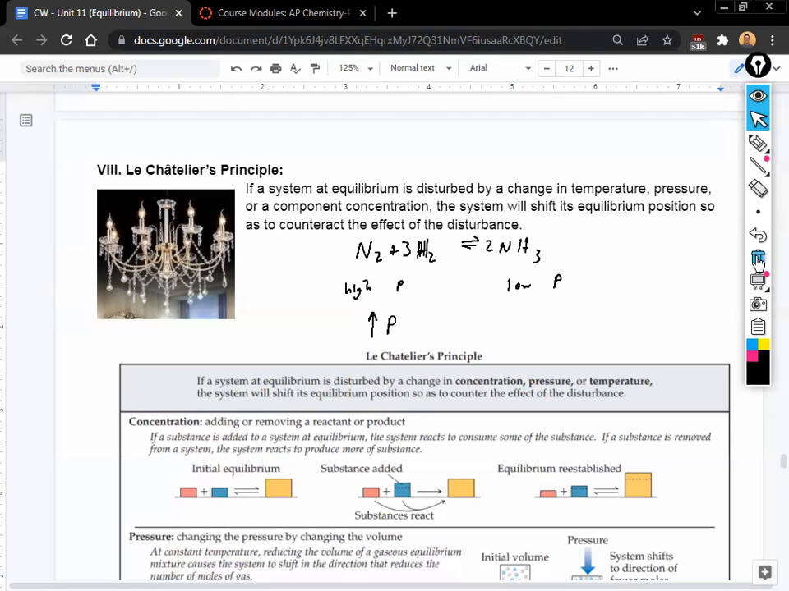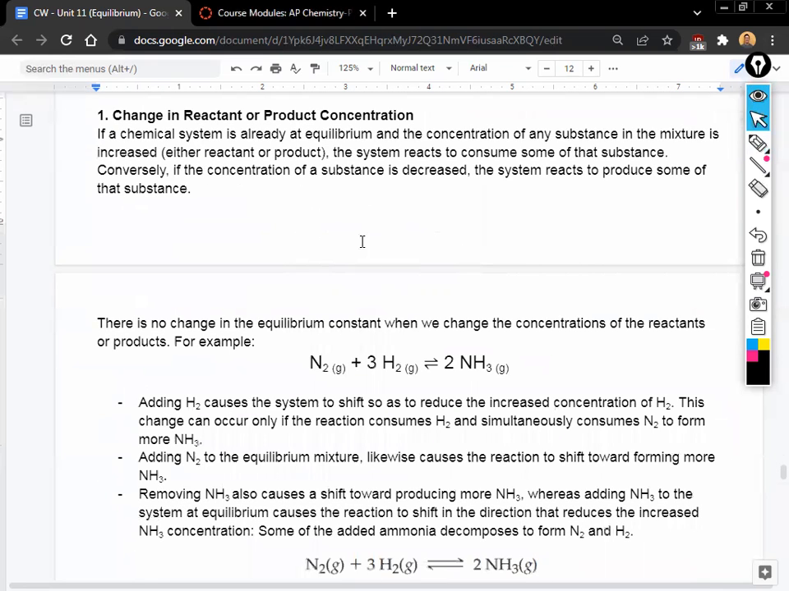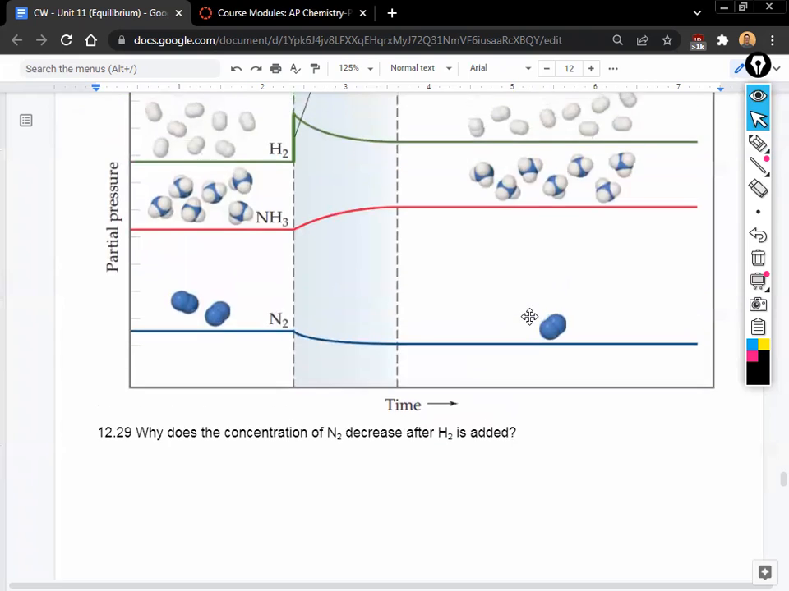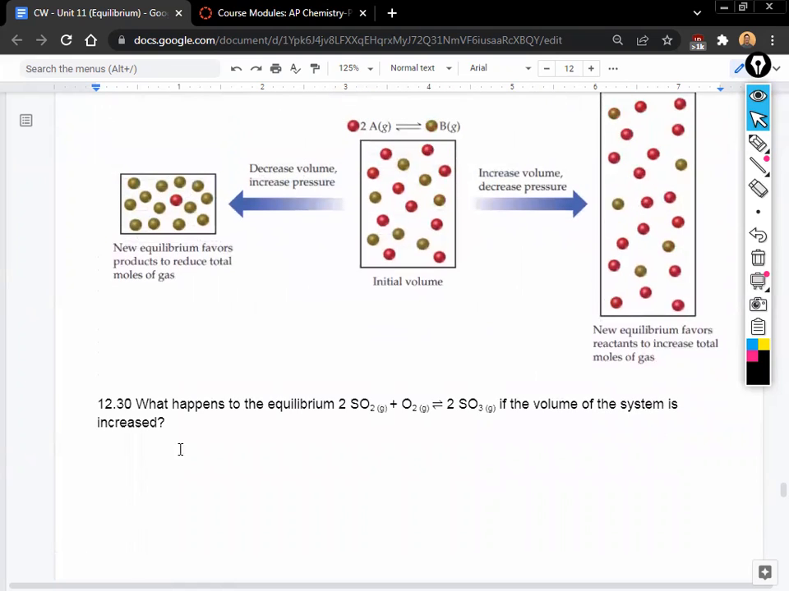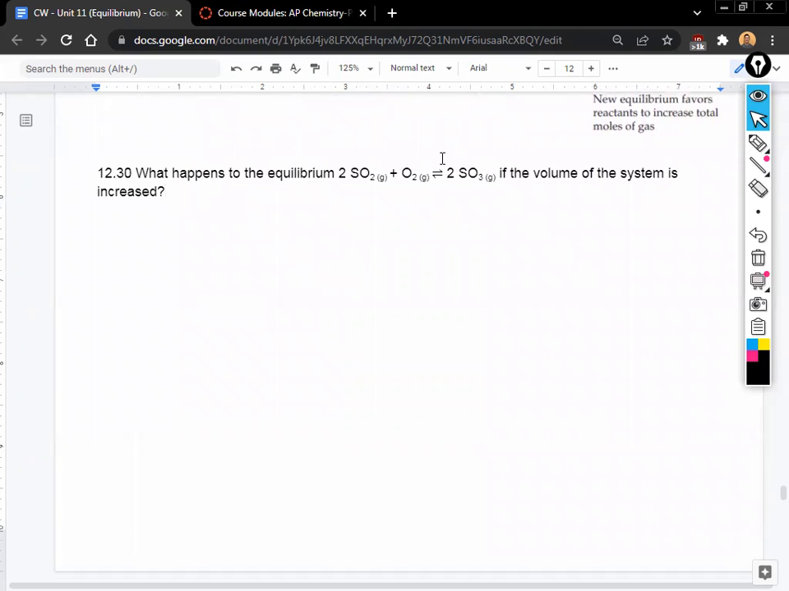All right, you guys ready to move on? Okay, so that's the Le Chatelier principle. And all this right here is just an explanation of what I was telling you guys, okay? Let's move on. Okay, let's do this one. I want you guys to do 12.30. So what happens to the equilibrium of this reaction right here if the volume is increased? So if you have this equilibrium right here and you increase the volume, what's going to happen? Think about the Le Chatelier principle we just talked about.